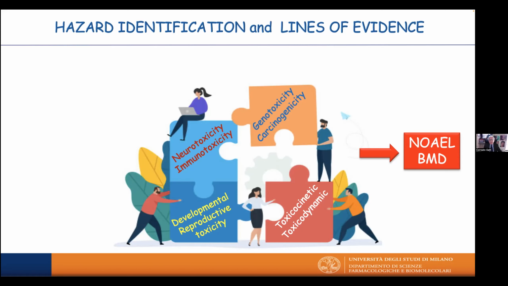Okay, so then you put together all the lines of evidence that are just scientific information. Then you arrive to derive your point of departure, which are mainly the NOAEL and the benchmark dose, the no observed adverse effect level. So both are just what we call points of departure.